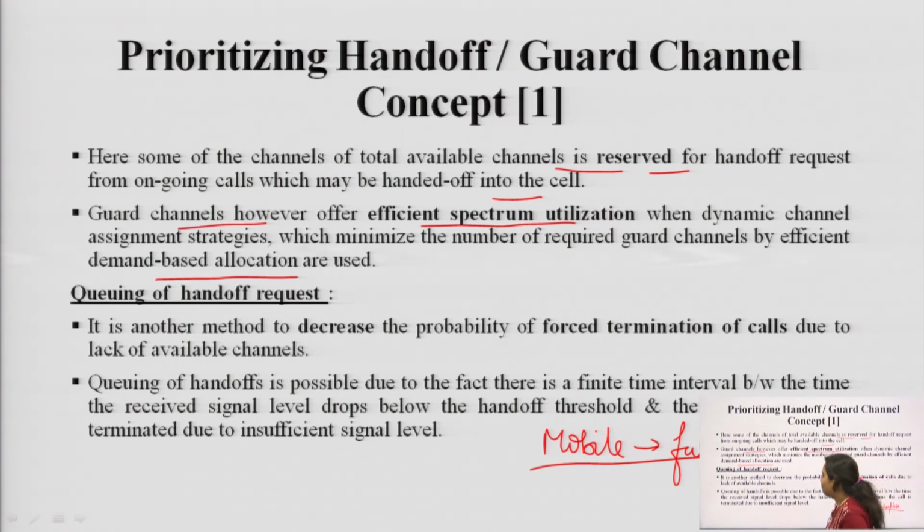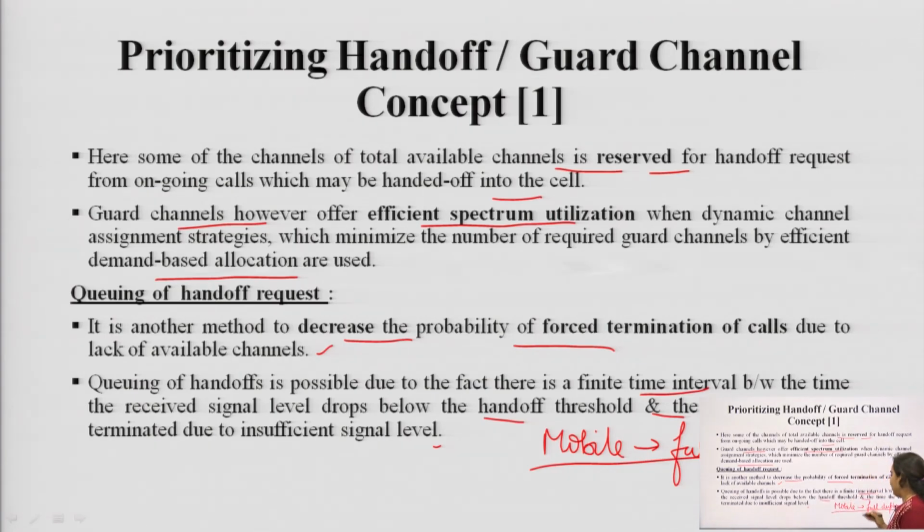Now, next is queuing of handoff requests. It is another method to decrease the probability of forced termination of calls due to the lack of available channels. Queuing of handoff is possible due to the fact that there is a finite time interval between the time the received signal level drops below the handoff threshold and the time the call is terminated due to insufficient signal level. So, when we want to transfer the call, a queue will be made, which means we can queue the request, in case of congestion or traffic control management. Traffic in communication means the bits that we are transferring. So, a queue will be set up: a handoff is going on and the second handoff is to be initiated, so it will be inserted in a queue.